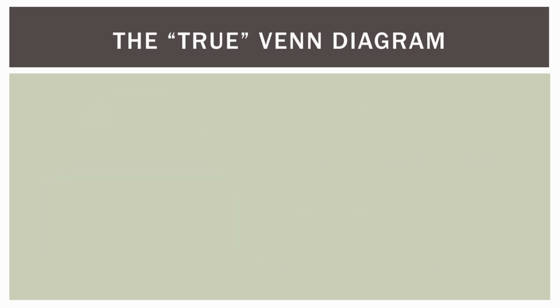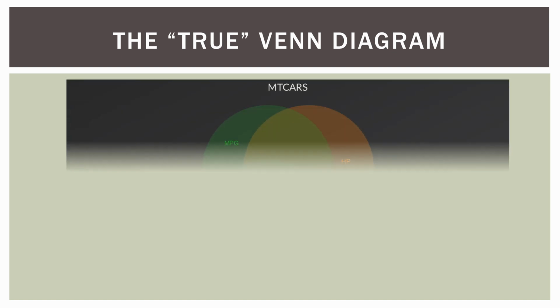So here is the true Venn diagram. The Venn diagrams we've been using up to this point are idealized, right? They were arranged so we could easily see the overlap in each area, but they were not representative of the actual numerical values and the explained variance that existed. So here is the actual true Venn diagram.